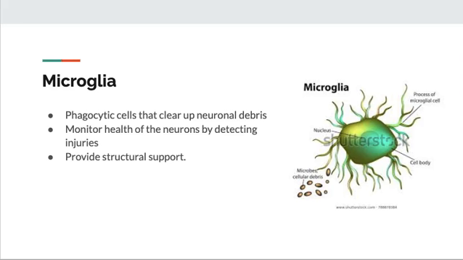Microglial cells are a special type of macrophage that can clear up neuronal debris. They monitor the health of neurons by detecting injuries to the neuron. Like the oligodendrocytes, they also provide structural support.